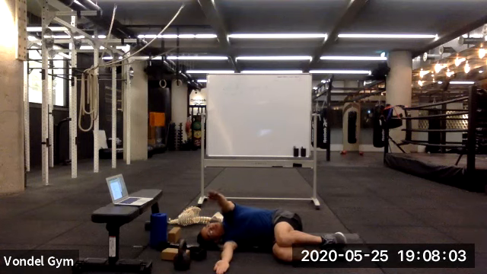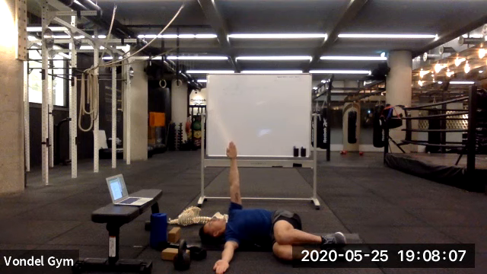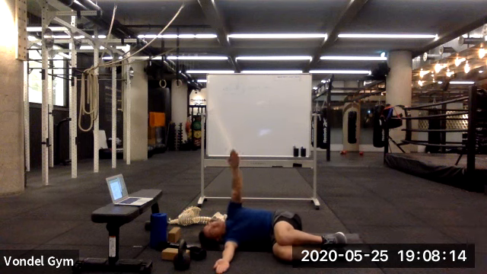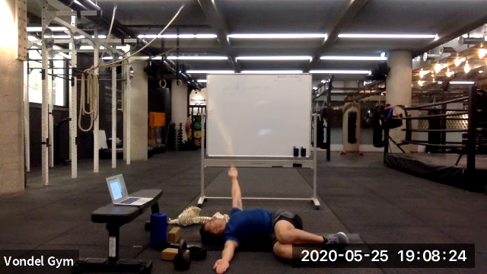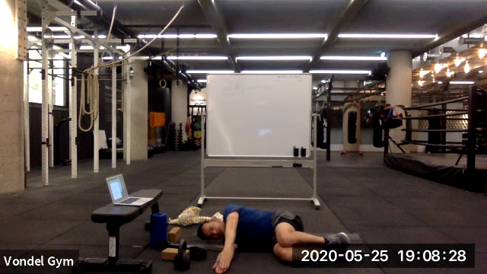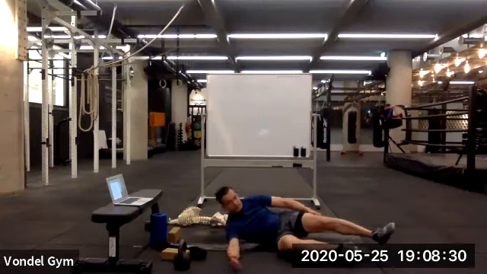1, 2, 3, 4, 5, 6, 7, 8, 9, 10. And back to the middle. 1, 2, 3, 4, 5, 6, 7, 8, 9, 10. And back to the middle. So keep that rhythm.